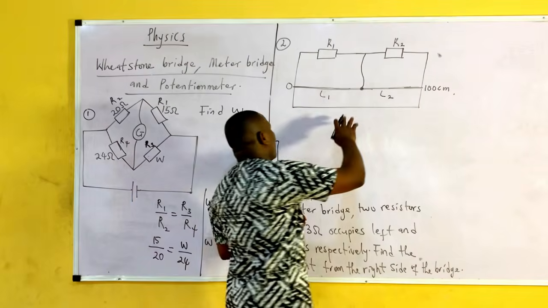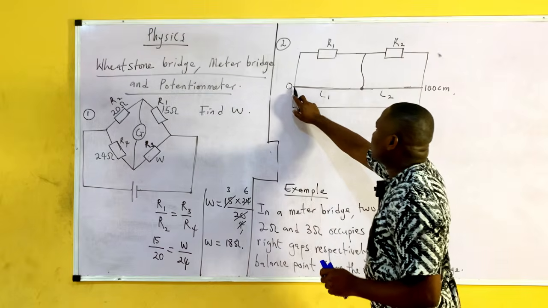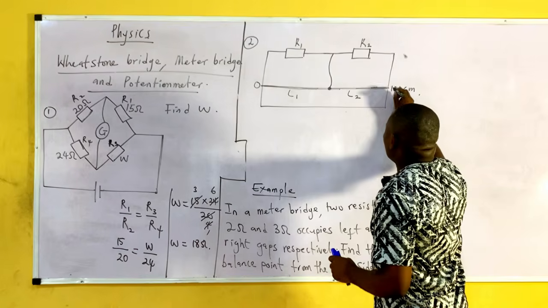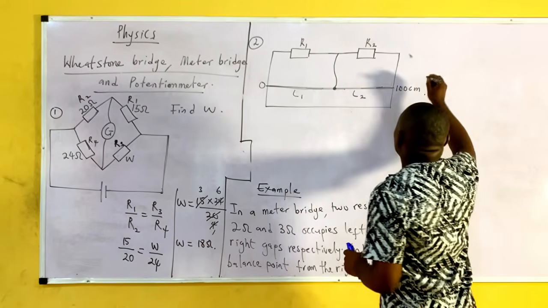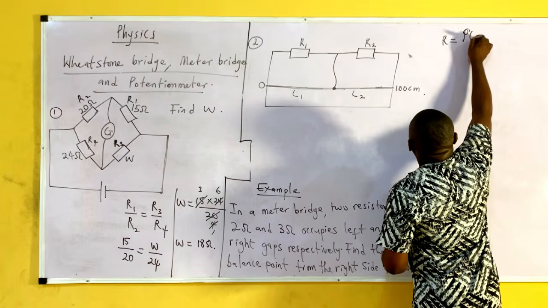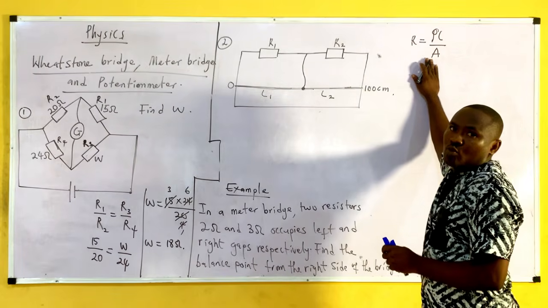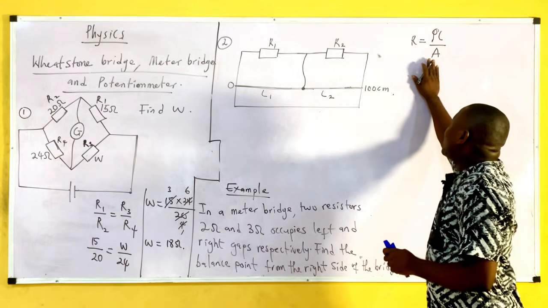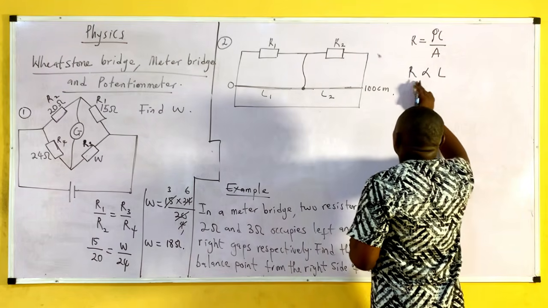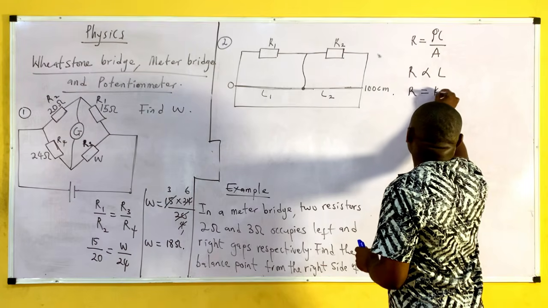Now, what about a meter bridge? This is a question involving a meter bridge. Here is the rule, which is 100 centimeters. Please take note that resistance is equal to resistivity times L over A. We proved this equation when we were discussing Ohm's law. What does that mean? It means that resistance is proportional to length. So if resistance is proportional to length, R is equal to KL.